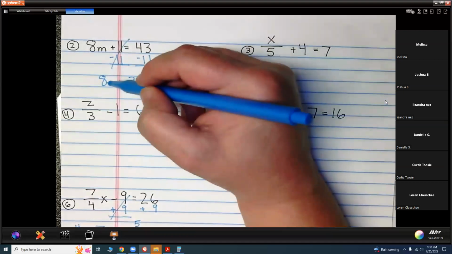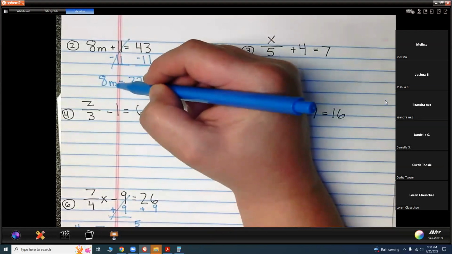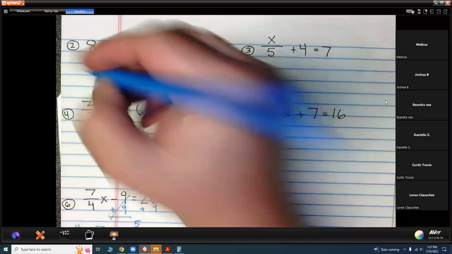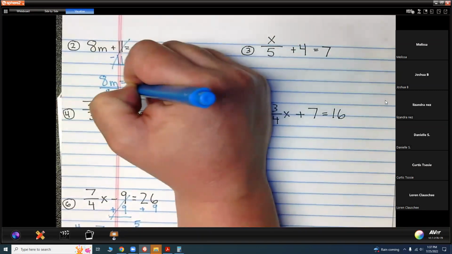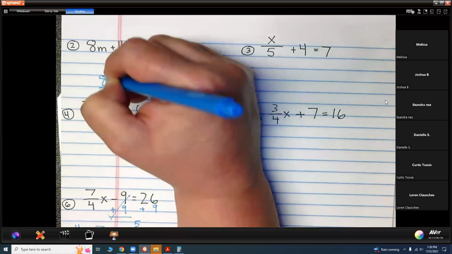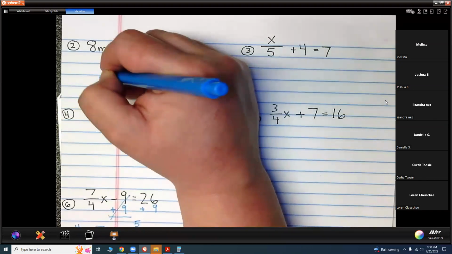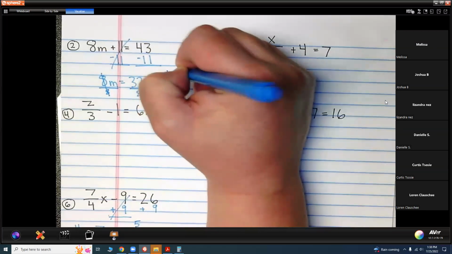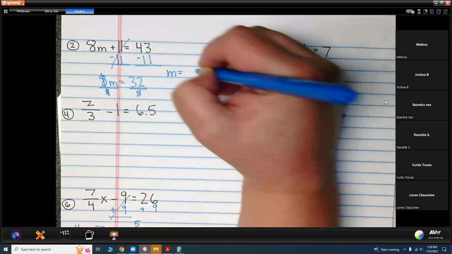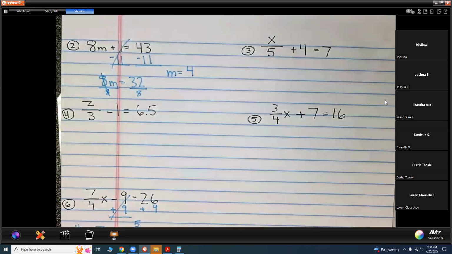Okay, since this is 8 times m, the opposite of multiplying is dividing. So I'm going to divide both sides by 8. 8 divided by 8 is 1, or 1m. 32 divided by 8 is 4. So m equals 8.